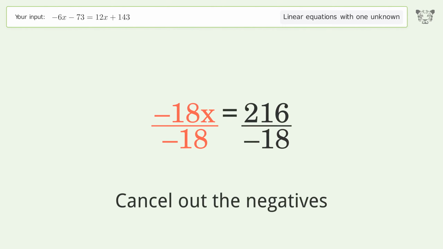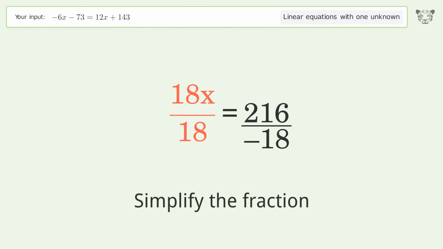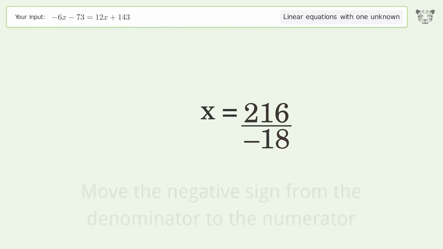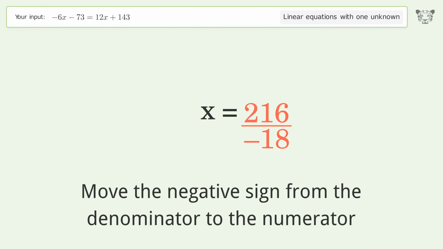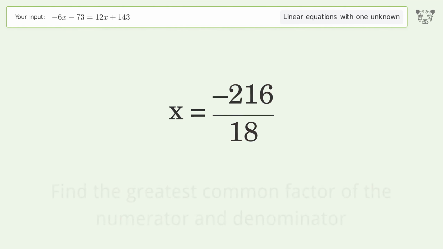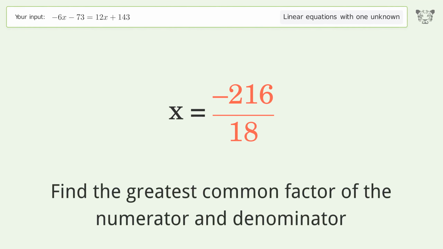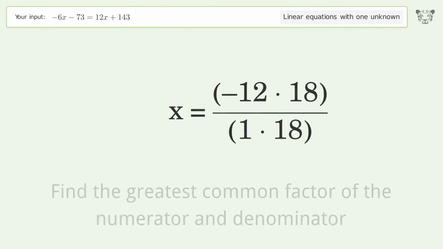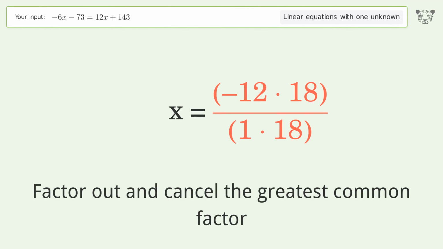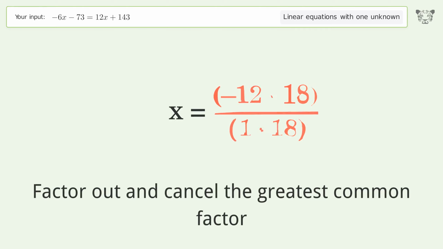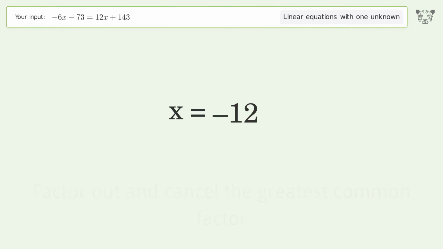Cancel out the negatives. Simplify the fraction. Move the negative sign from the denominator to the numerator. Find the greatest common factor of the numerator and denominator. Factor out and cancel the greatest common factor. And so the final result is x equals -12.